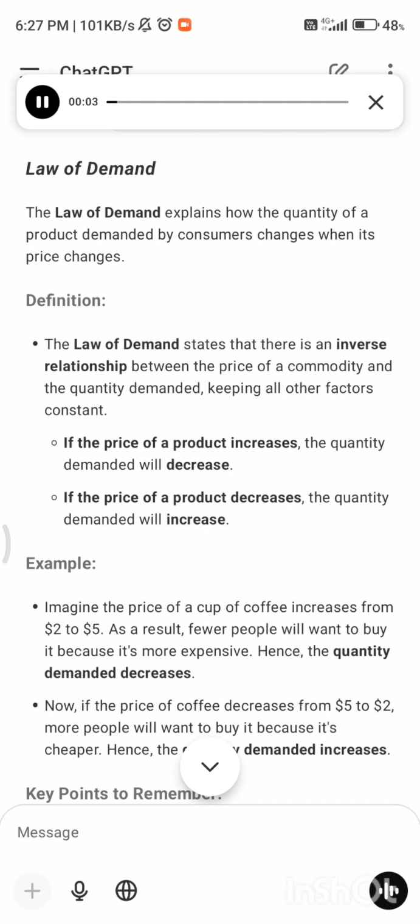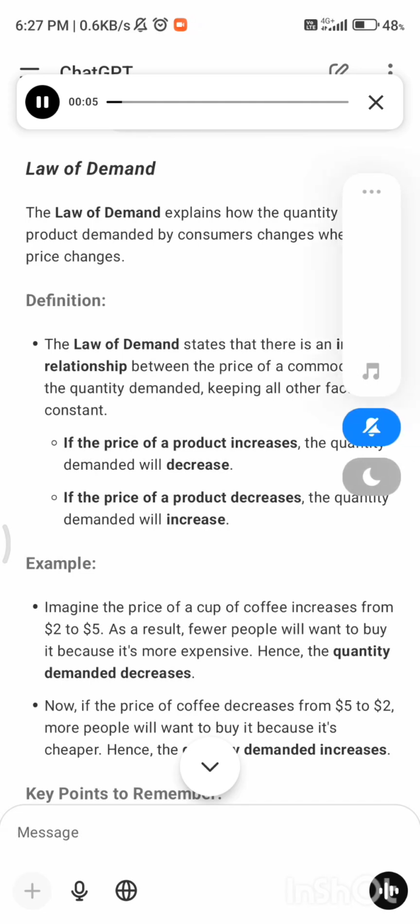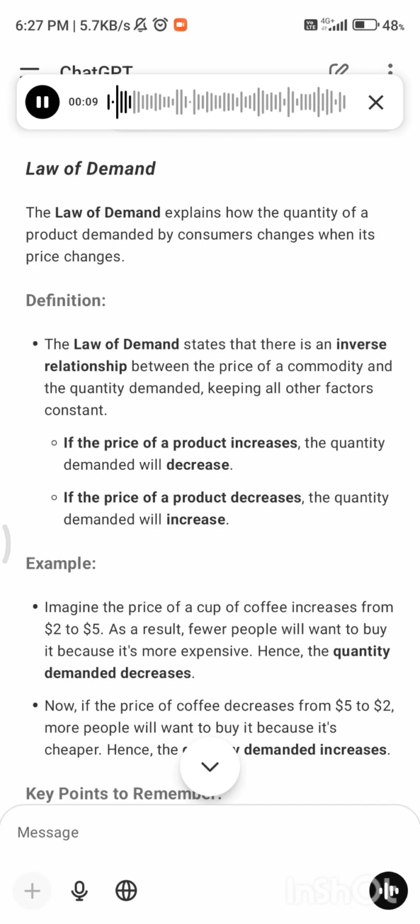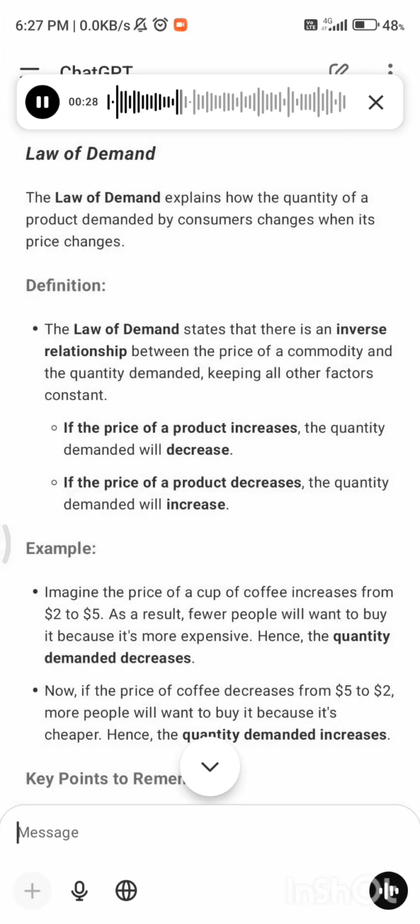The law of demand explains how the quantity of a product demanded by consumers changes when its price changes. Definition: the law of demand states that there is an inverse relationship between the price of a commodity and the quantity demanded, keeping all other factors constant. If the price of a product increases, the quantity demanded will decrease. If the price of a product decreases, the quantity demanded will increase.